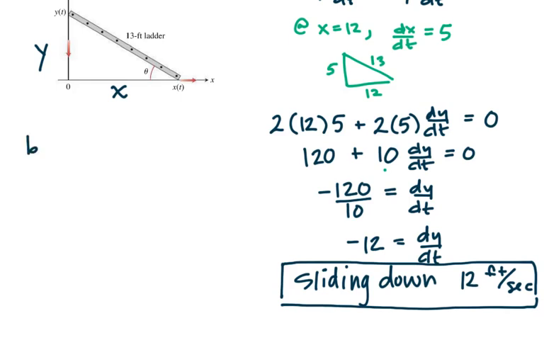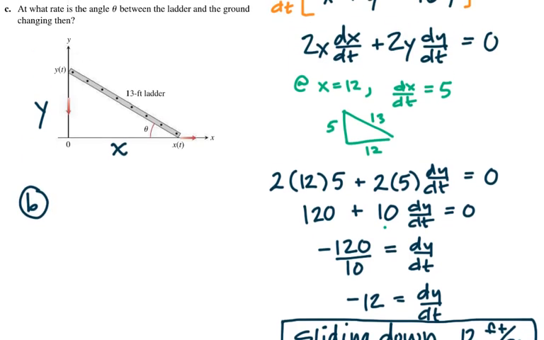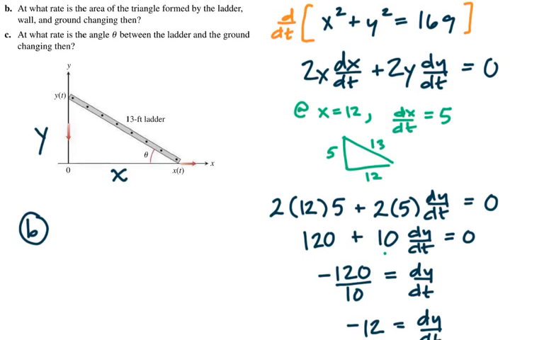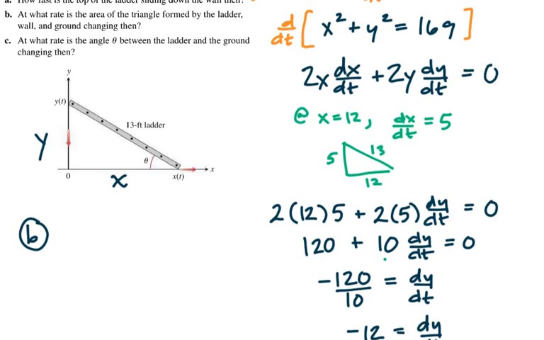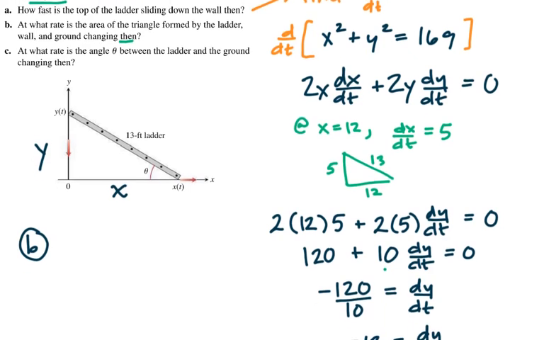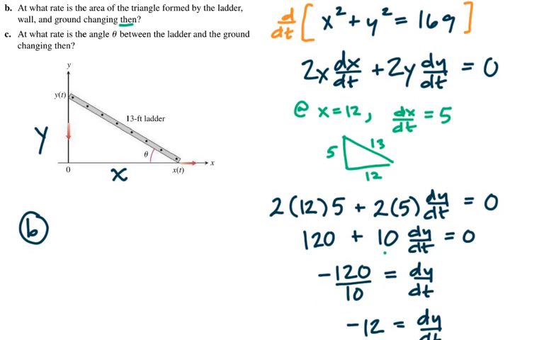Okay, so let's continue with part B. Part B says, at what rate is the area of the triangle formed by the ladder and the wall and the ground changing? So at that specific moment, when we say then, we're referring to right at the split second when the base is 12 feet from the house, and we know that rate. Okay? So at what rate is the area of the triangle formed by the ladder and the wall changing?